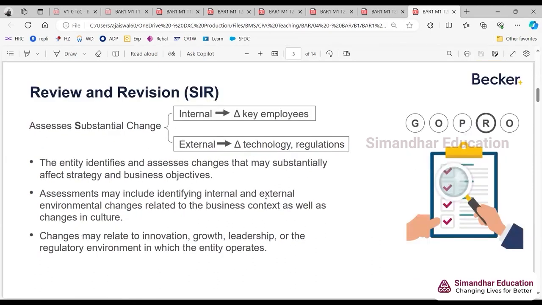Substantial changes. We discussed about this also, right? Any mergers and acquisitions happening, any compliances or regulations have changed, or internally any CEO, CFO, etc. has resigned, and so on and so forth, right?